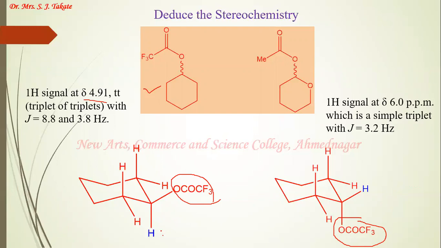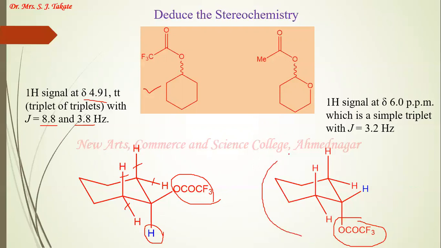In that case, the hydrogen will be at axial position. This axial hydrogen has two equatorial neighbors making the dihedral angle of 60 degree. So it will result in small coupling constant value. We can say that it is 3.8 hertz. And this blue hydrogen also has two axial neighbors making the dihedral angle 180 degree, which is having higher coupling constant value. So 8.8 hertz coupling constant value can be with these two diaxial protons.